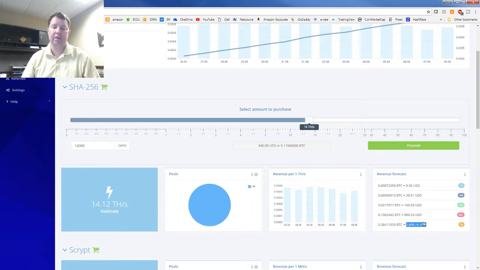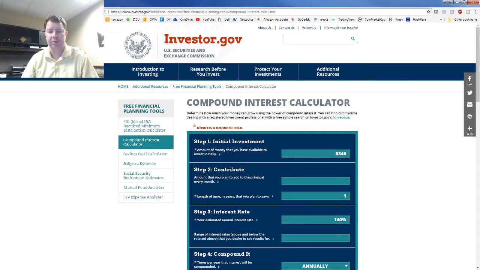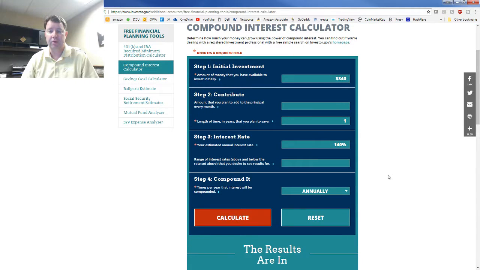So I decided to figure out what that interest rate would be on your investment. How good is that investment? I went to a website to find out what that would look like. Here is my $840 that I invested. Now remember, you don't get that $840 back. That $840 goes away. You don't get that initial investment back.